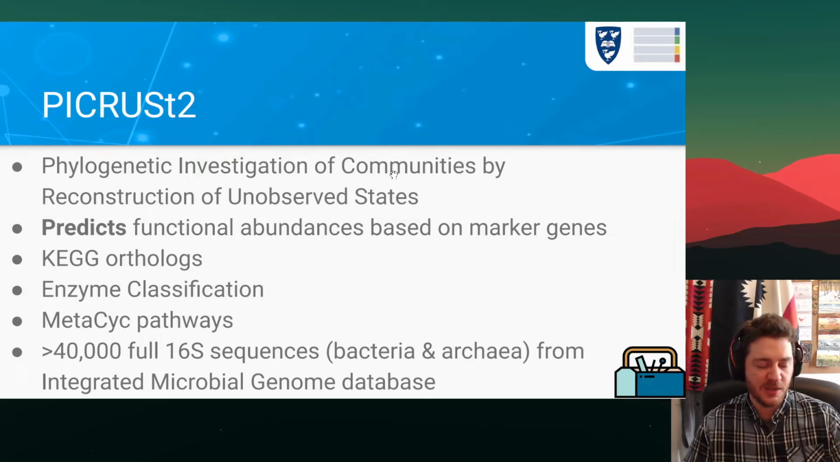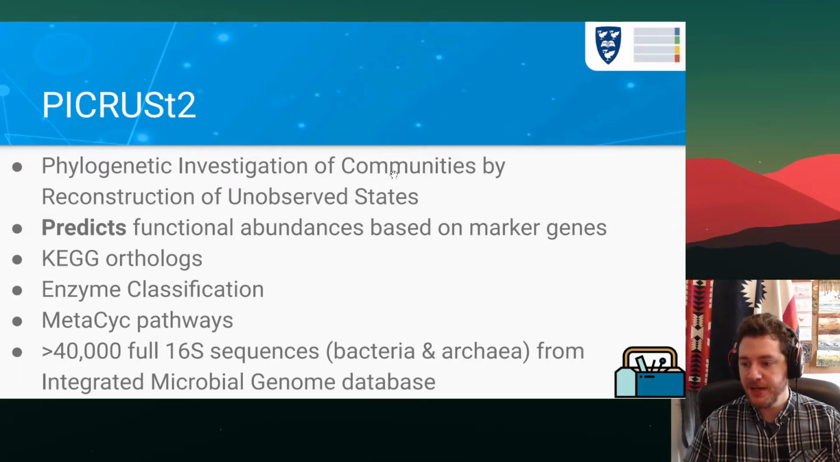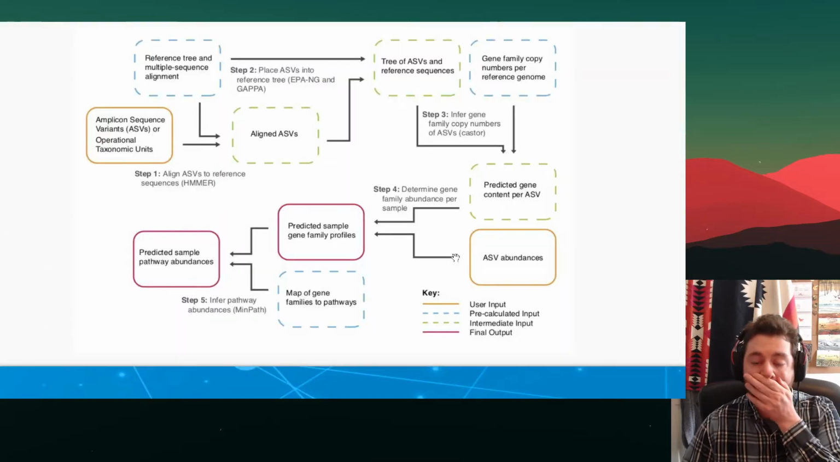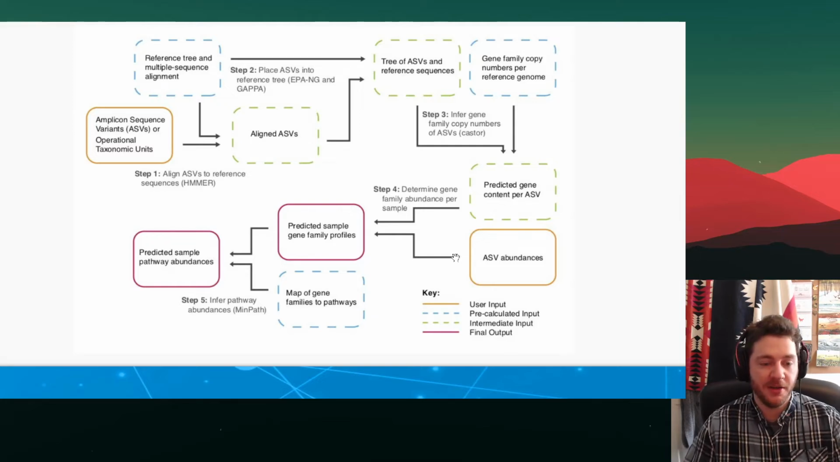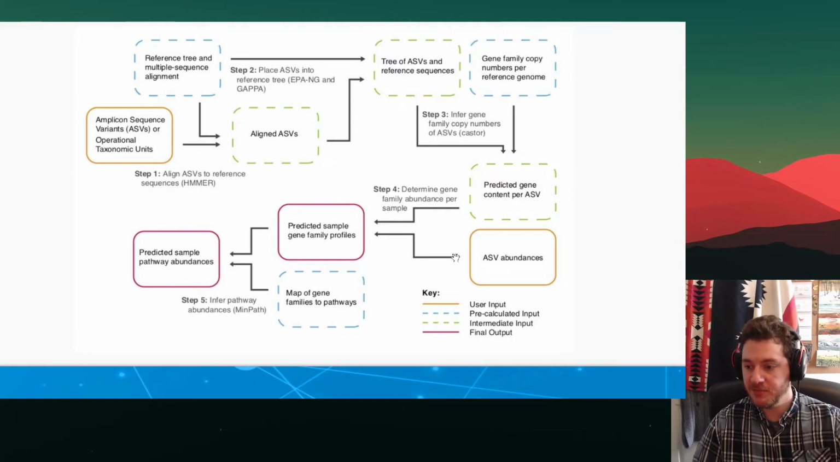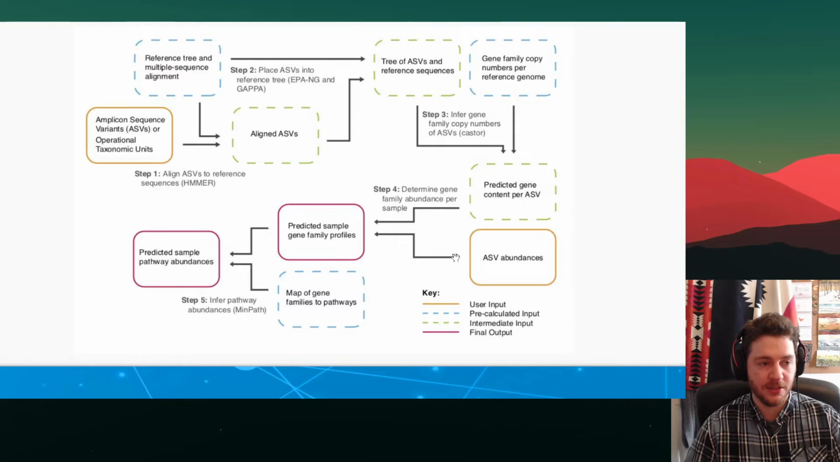And it does this with greater than 40,000 full 16S sequences, both from bacteria and archaea, from the Integrated Microbial Genomes database. But how does it do this? So let's go through its pipeline. It has quite a long pipeline. There's more information about this in the supplemental book down there. So if this is something you're interested in doing, it'll show you how to carry out the pipeline in there using data from your 16S analysis.